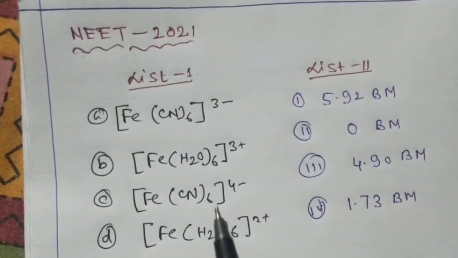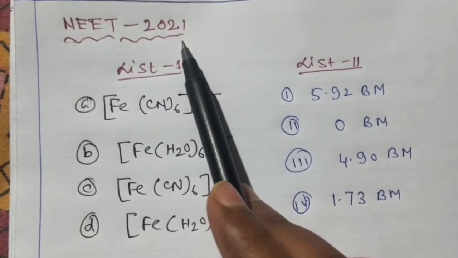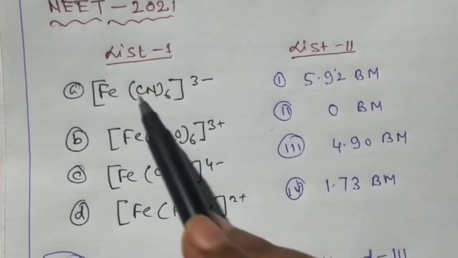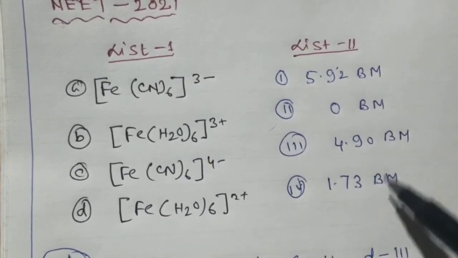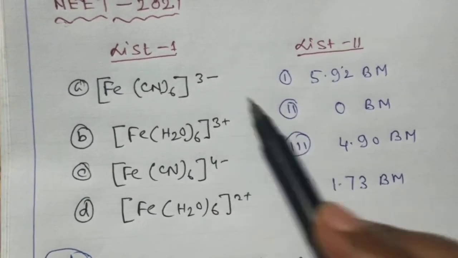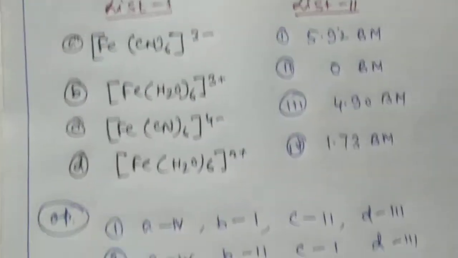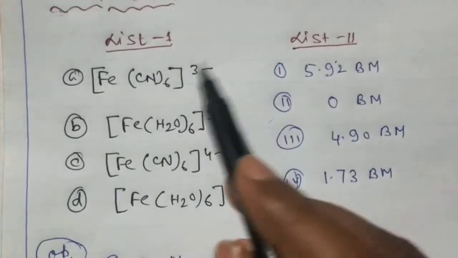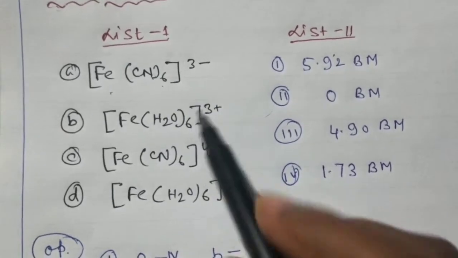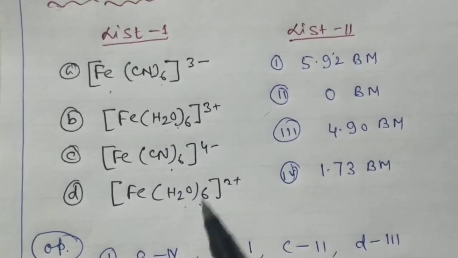Now we take a question from the recent NEET 2021 examination. There are two lists, list 1 and list 2. List 1 contains coordination complexes and list 2 contains magnetic moments. Please match the complex with their magnetic moments. Options are given here. Here CN is a strong field ligand. Here H2O is a weak field ligand.